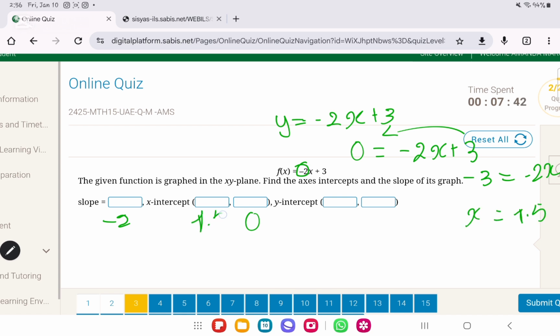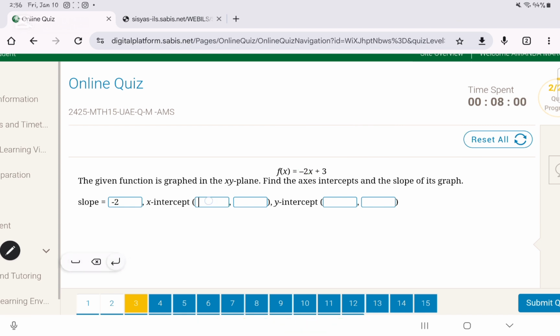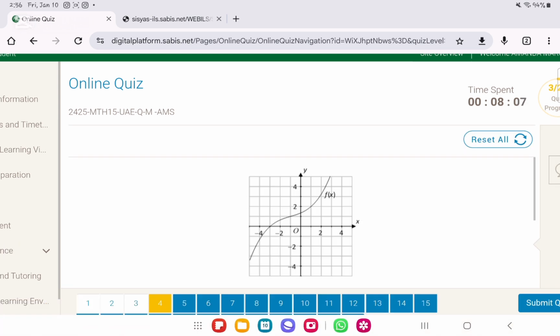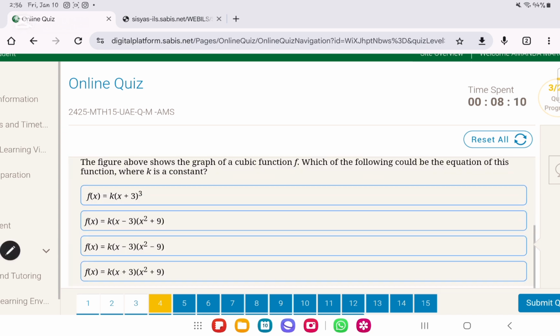We have our x-intercept. Our y-intercept is when x is equal to 0. So if x is equal to 0, that becomes minus 2 times 0 plus 3, which is then equal to 3. So our y-intercept is 3. Our answers are minus 2, 1.5, 0, 0, and not 2, but 3. Moving on to question number 4.